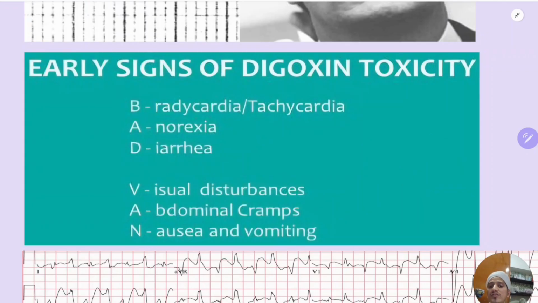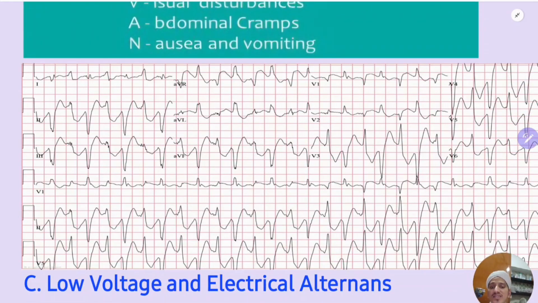Remember this point. And if you want to remember the early signs of digoxin, you can remember this mnemonic: BAD VAN. B for bradycardia or tachycardia, both we can have. A for anorexia, D for diarrhea, V for visual disturbances, A for abdominal cramps, and N for nausea. That means mainly GI effects you will have, and next you will have eye effects, that is nothing but visual disturbances. And bradycardia or tachycardia, both you can have, heart effects. BAD VAN.